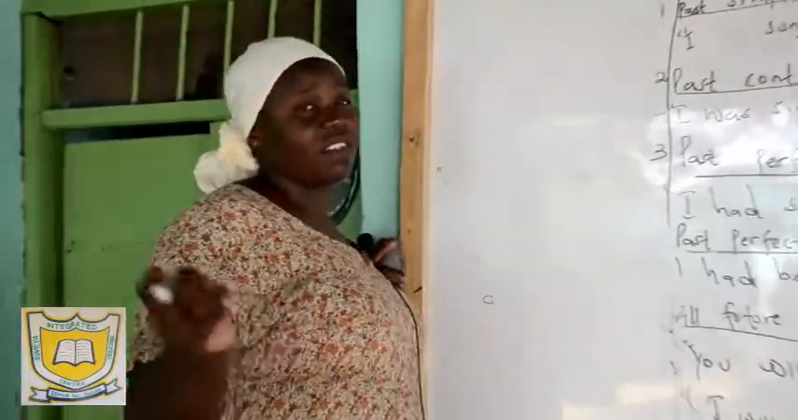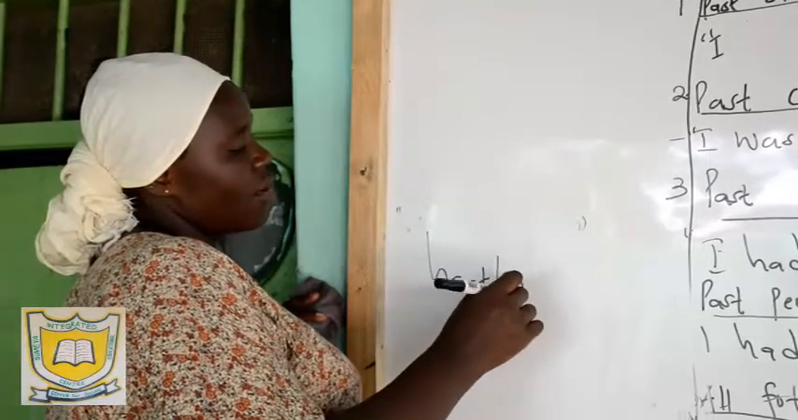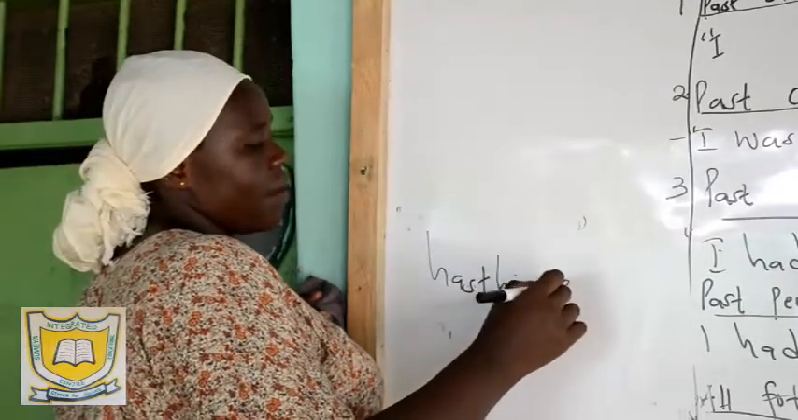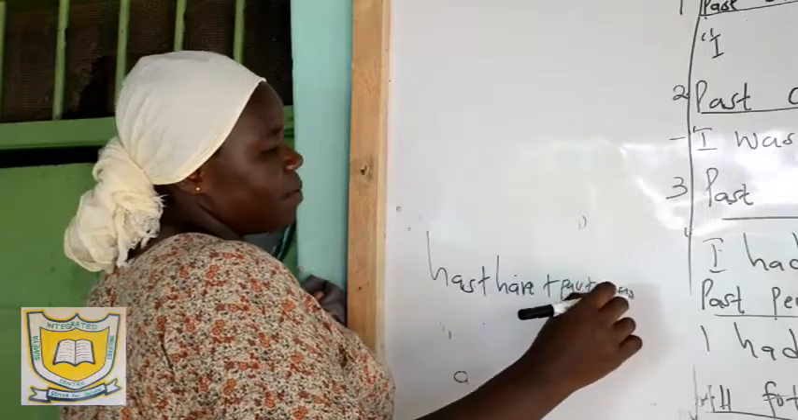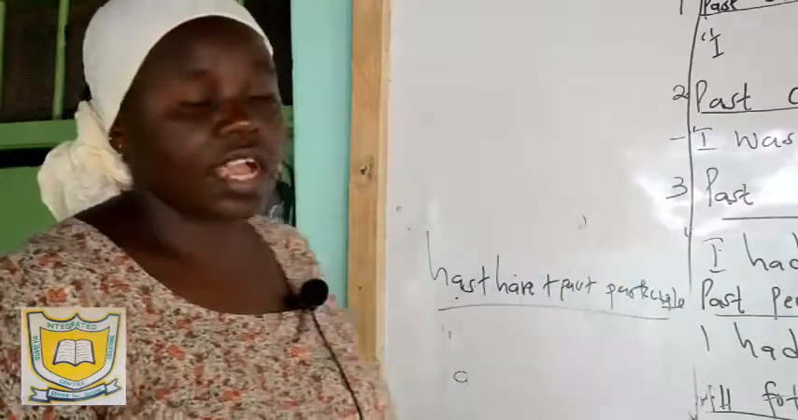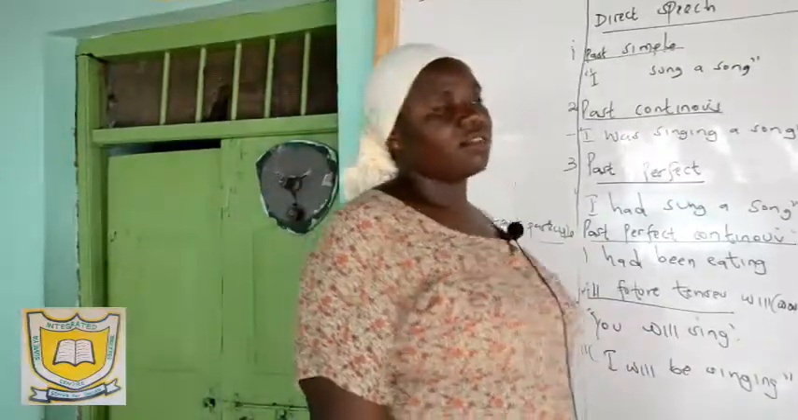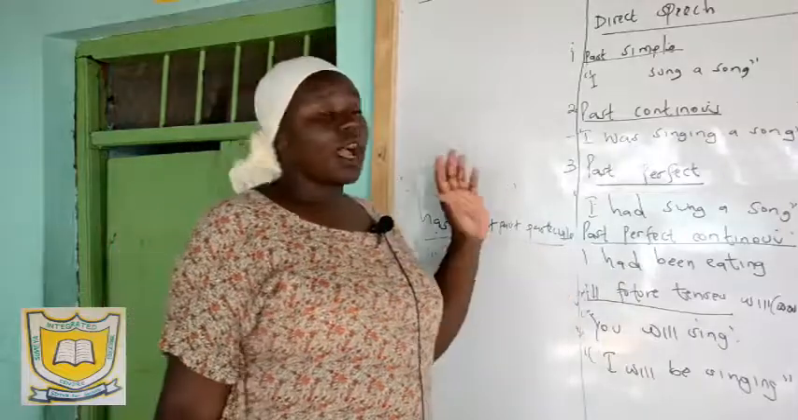How do you form the present perfect tense? By use of has or have plus a past participle. I talked about this when I was talking about what? When I was talking about the passive and active voice. Now, I hope you remember that.